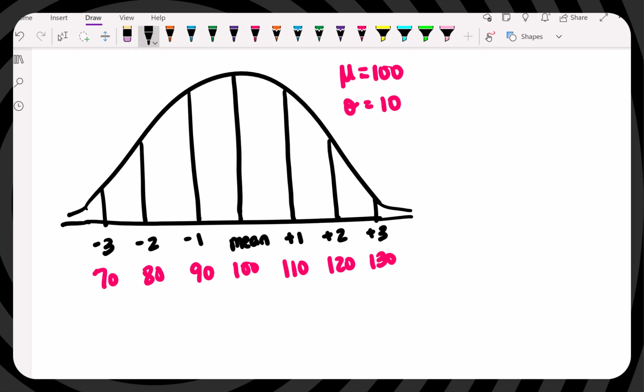That is 99.7%. So 70 and 130, those are within 3 standard deviations. So you've got 99.7. Now I've already asked you this one once.